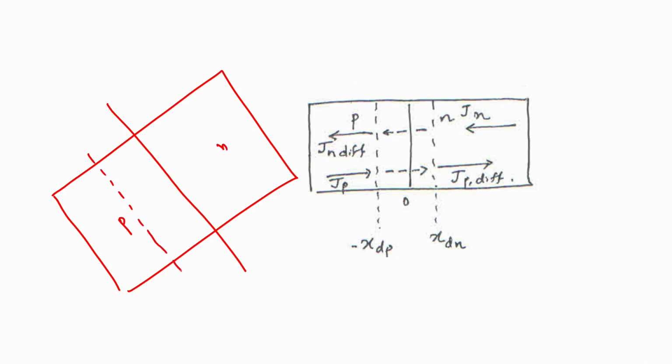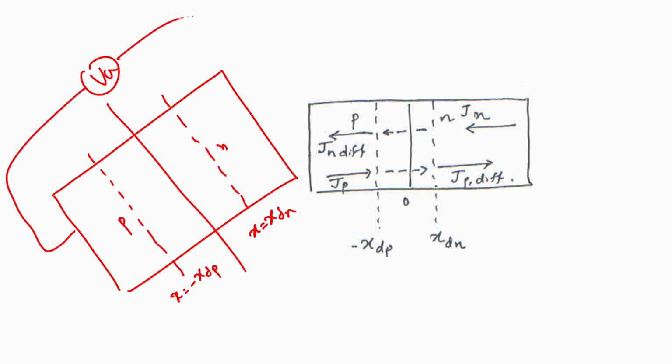Let me call that point x equal to minus x dp, and that is x equal to x dn. So, we have our p-n junction that has this depletion region in the middle, and let us say we have now forward biased this p-n junction. So, VA is going to be positive.